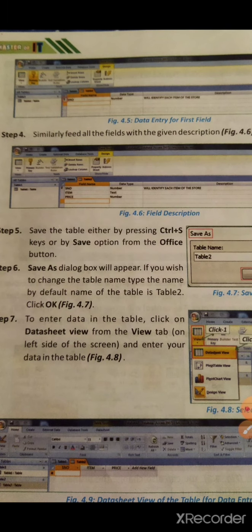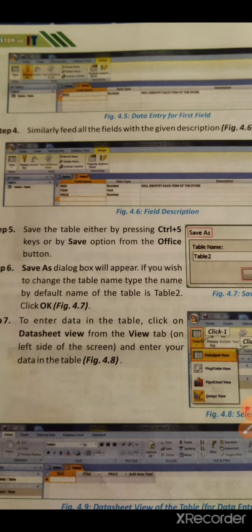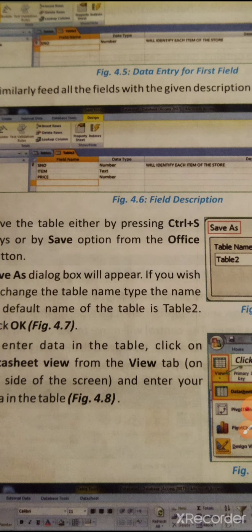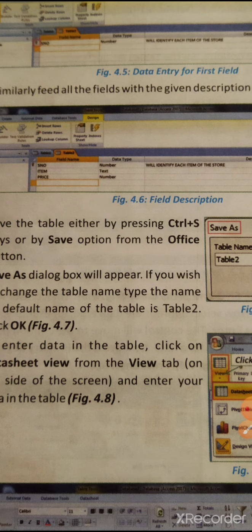Okay, so see, this is the first row where the field name is SNO, data type is number, and here the description is also available. So similarly, fill in all the fields with the given description. So we can now fill up all the fields. My first field is SNO, whose data type is number. The second field is item, whose data type is text. Serial numbers, for example 1, 2, 3, 4, that's why its data type is number.